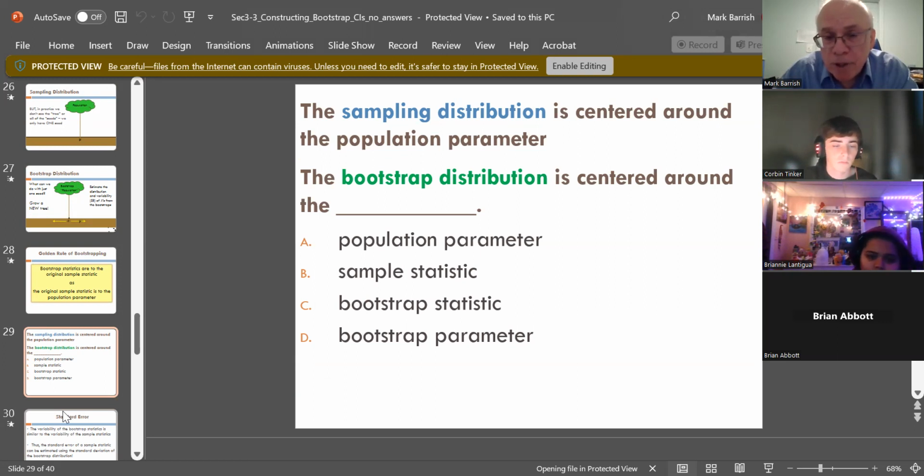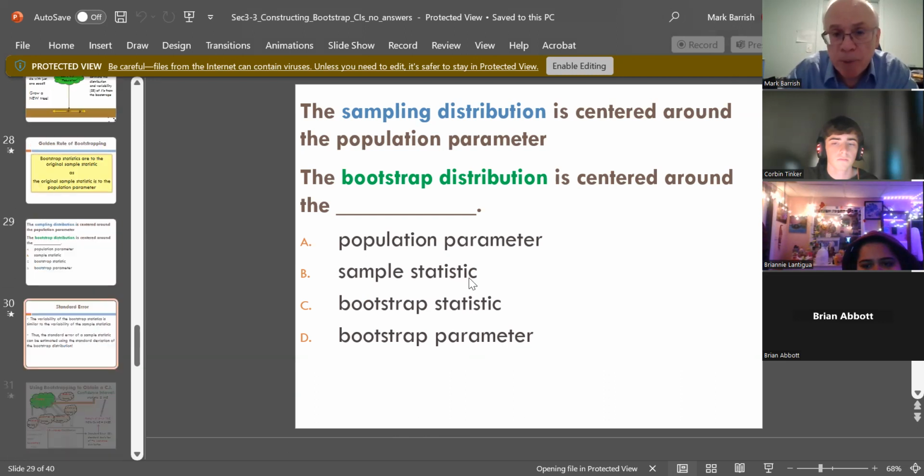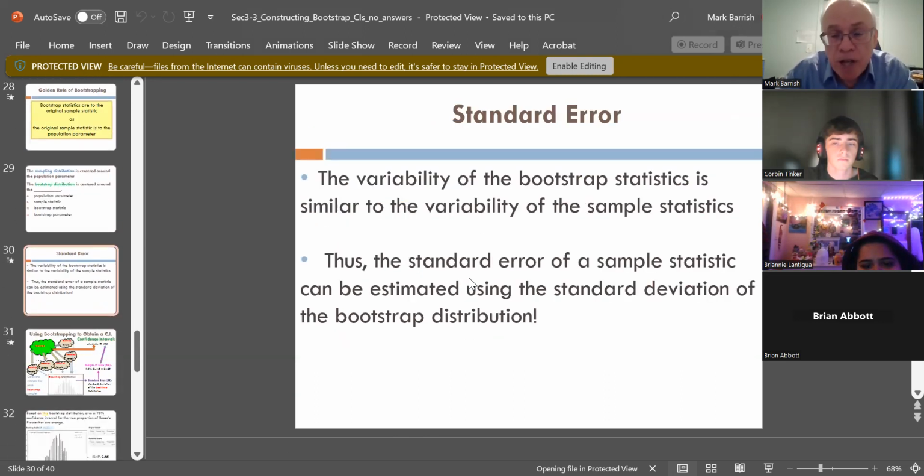Too much silence here. It was generated from the sample statistic, not the bootstrap statistic, because that is one of the things that was generated. The original sample statistic is the distribution came from that through the sampling with replacement. The standard error, the variability of bootstrap statistics, is similar to the variability of the sample statistics. So we can have a standard error of a bootstrap sampling distribution that we can use.